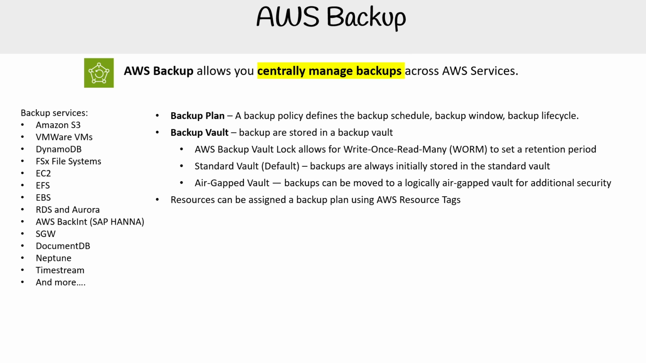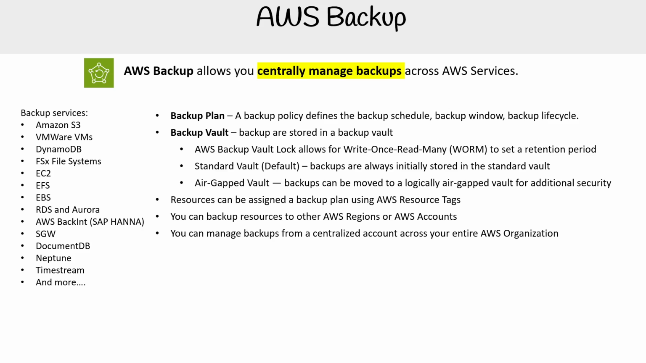Resources can be assigned a backup plan using AWS resource tags. You can directly select resources, but this is the preferred way of marking things for backup. You can back up resources to other AWS regions and AWS accounts. You can manage backups from a centralized account across your entire AWS organization.